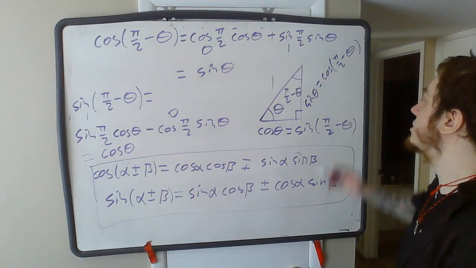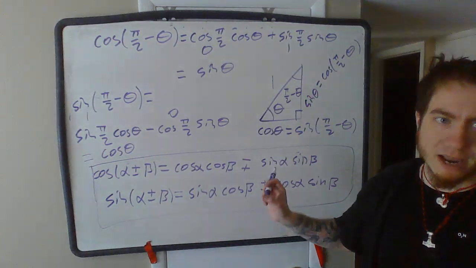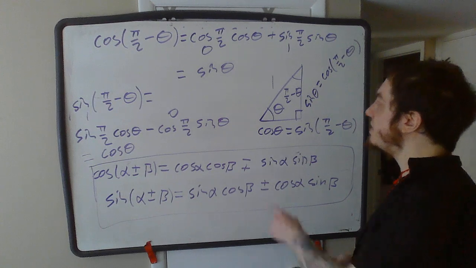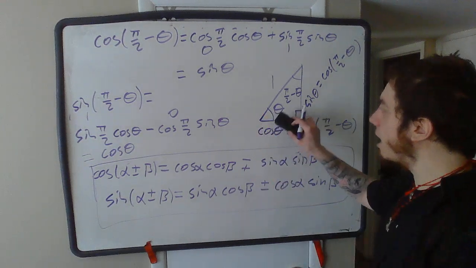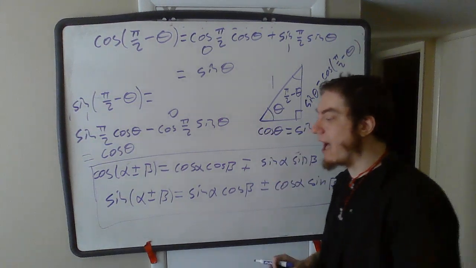Personally, I find them easier to remember just by thinking about right triangles, but you should be aware that they are true for all angles, not just angles between 0 and pi over 2.